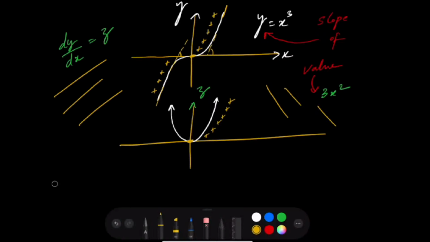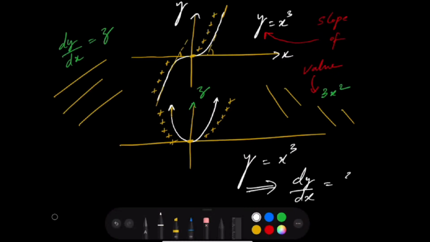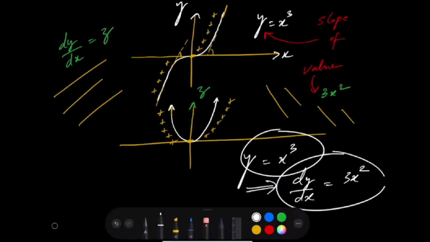All the lines that look like this will have negative slope. So here slope is positive, so here value is positive. Why is the value positive here? Because it is lying above the x-axis. So even graphically, it is making sense. What is making sense? If y is equal to x cube, then the slope dy by dx is equal to 3x squared. So this is making sense graphically also.